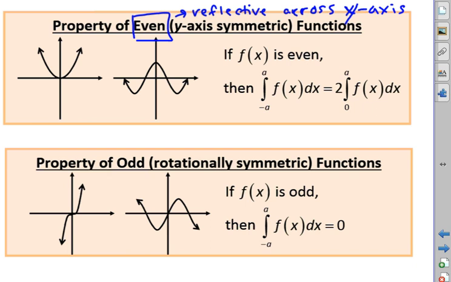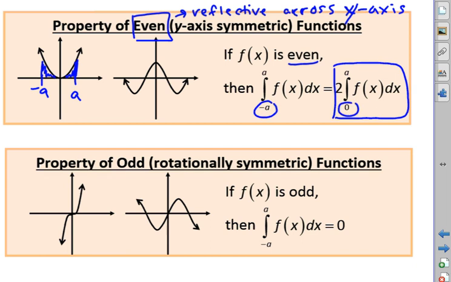So if f is even, and I take the integral from negative a to a, that would represent this area and this area. You can see geometrically that the integral from negative a to a is equal to 2 times the integral from 0 to a of f of x. That's pretty common sense. Where that helps you in evaluating is that instead of having to evaluate at negative a, you can evaluate at 0, which is a lot easier to do.